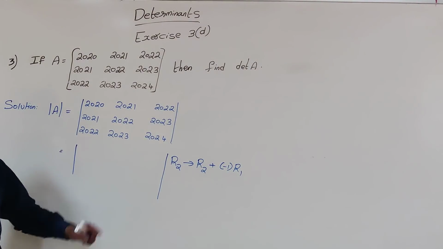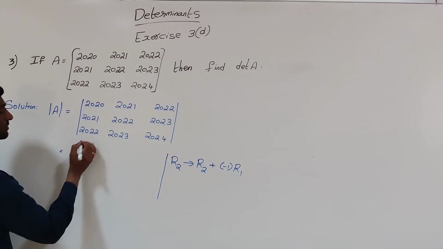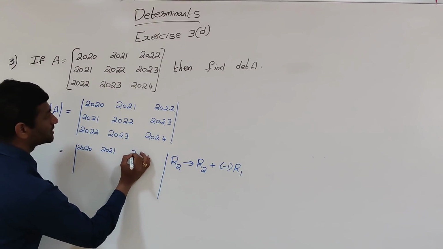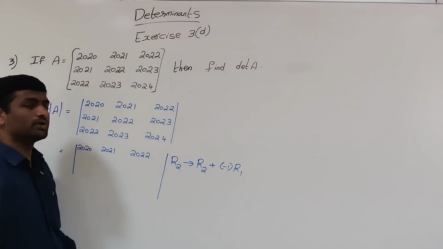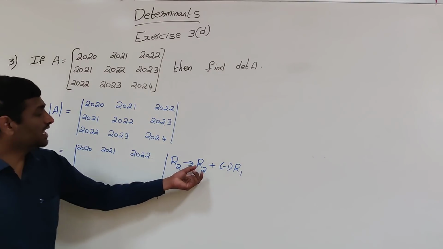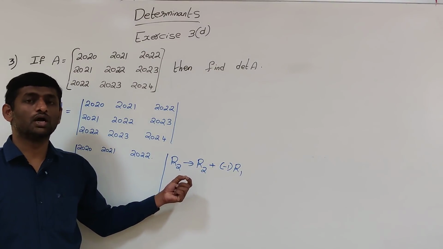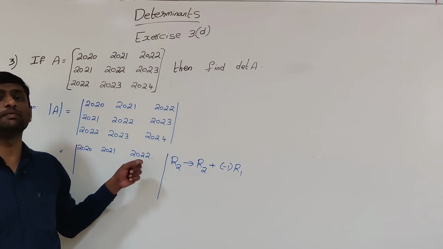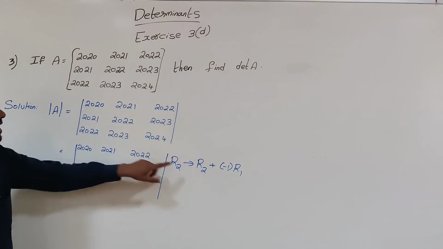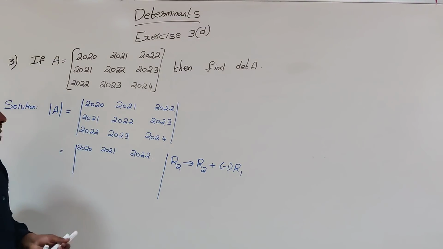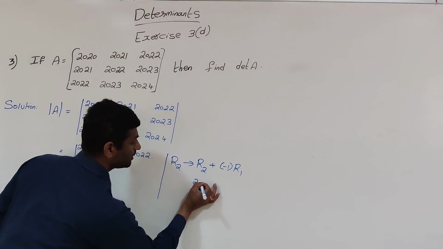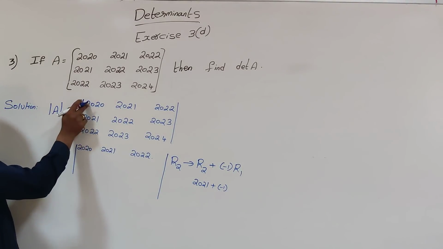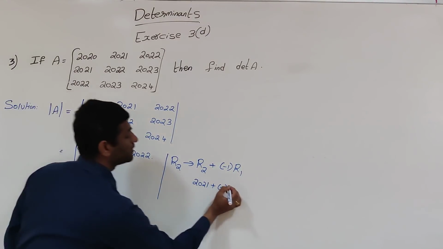The determinant does not change. The first row elements will be as they are, 2020, 2021. But what will be the notation of the second row? The elements of row 2 will be added with minus 1 times the corresponding elements of row 1. Like for R2 element 2021, just for one term, 2021 plus minus 1 times the corresponding element of R1, 2020.